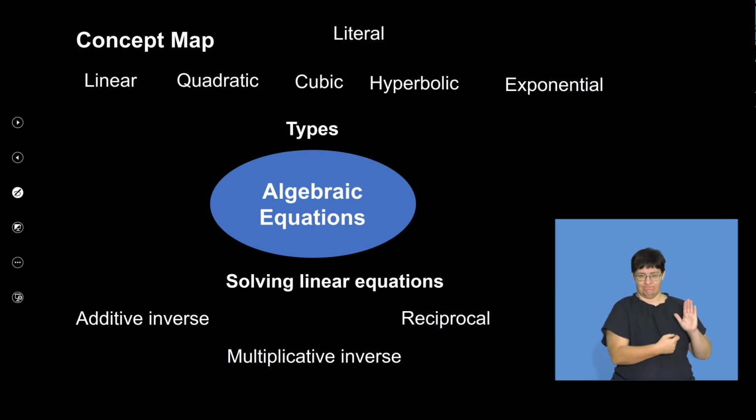Our map is, we're going to look at what we call algebraic equations. There are different types of them, although for you it will only be certain types that you're going to focus on and not all of them. We have linear, quadratic, literal, cubic, hyperbolic, and exponential equations, right? So all of these are different types of equations. There might be some that are left out, but it might be just because we don't really do them in our syllabus. Now, we're also going to look at solving linear equations, and there will be three main concepts that you need to know there, which is the additive inverse, the multiplicative inverse, and the reciprocal.